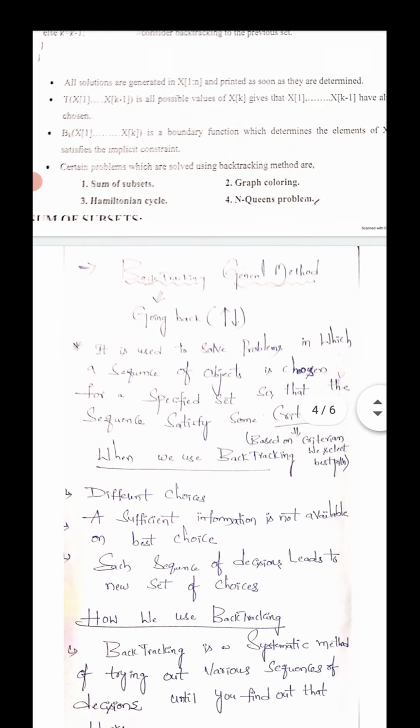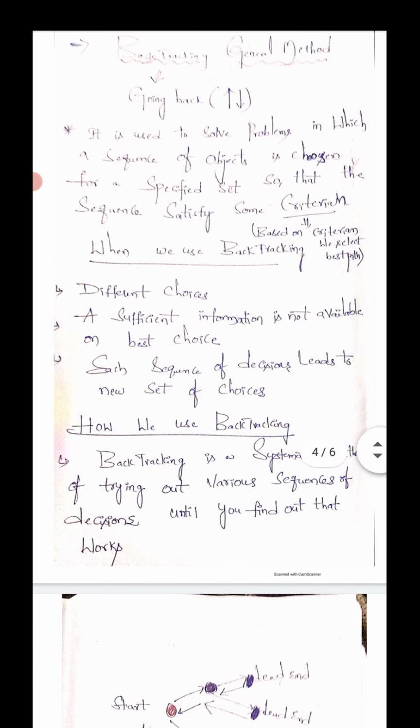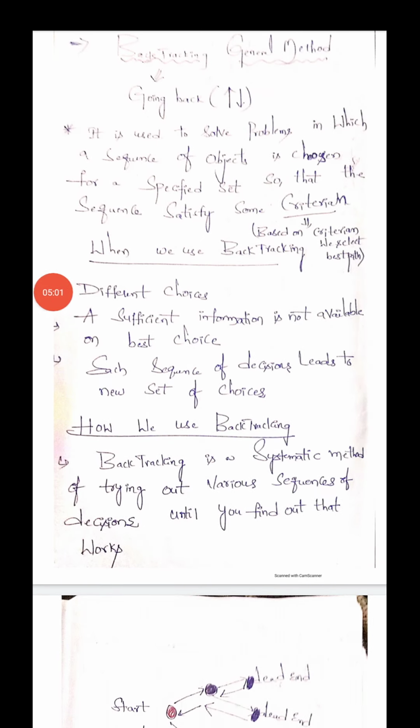Now we see the backtracking general method. What does it mean? Backtracking is nothing but going back. Listen carefully, otherwise you won't be able to understand these points. It is mainly used to solve problems in which a sequence of decisions of objects is chosen from a specified set, so that the sequence satisfies some criterion. Based on the criterion function, we select the best path.